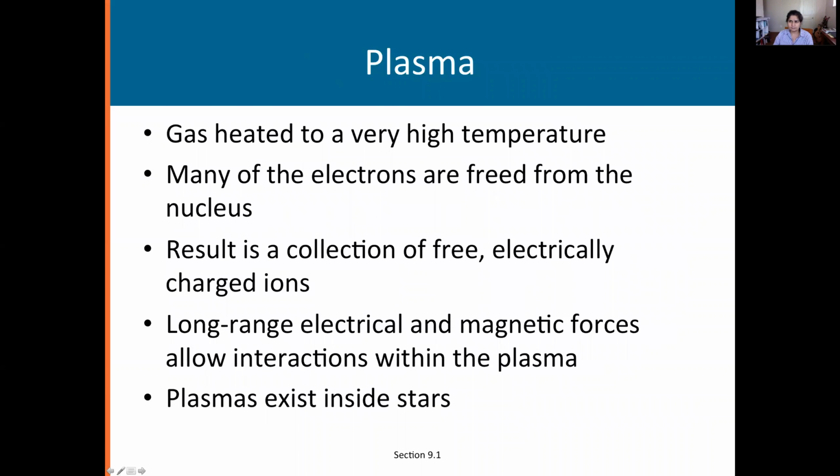space. We briefly mentioned that plasma exists at very high temperature, like in the sun. At that high temperature, the electrons are often freed from the nucleus of the atom. So we have charged ions, and those ions produce an electrically charged gas. So there are long-range electrical and magnetic forces in the plasma because of these charged particles, okay?